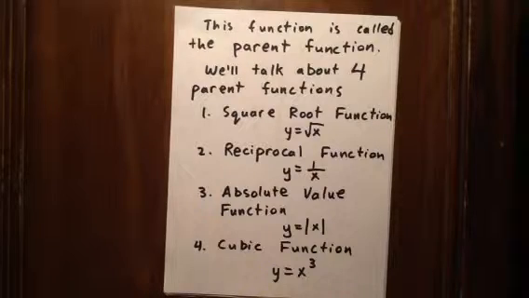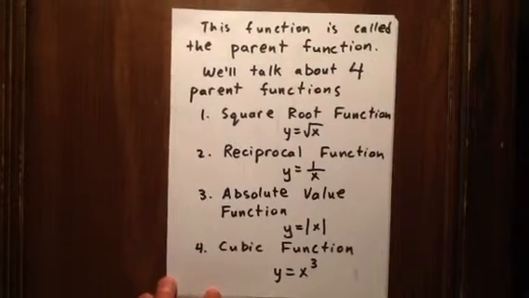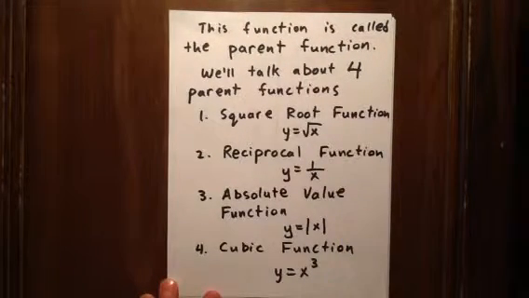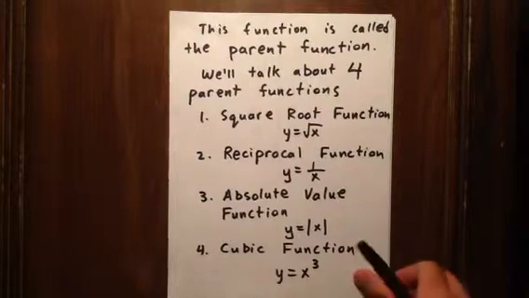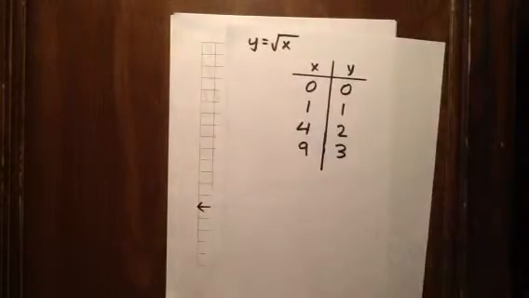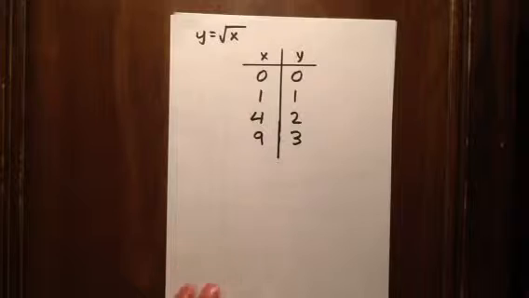We're going to talk in this lesson about four parent functions: the square root function y equals root x, the reciprocal function y equals 1 over x, the absolute value function y equals absolute value of x, and the cubic function y equals x cubed. Starting with the function y equals root x.